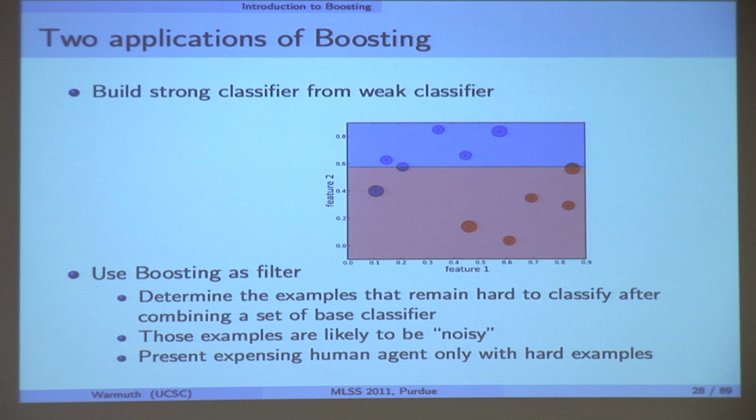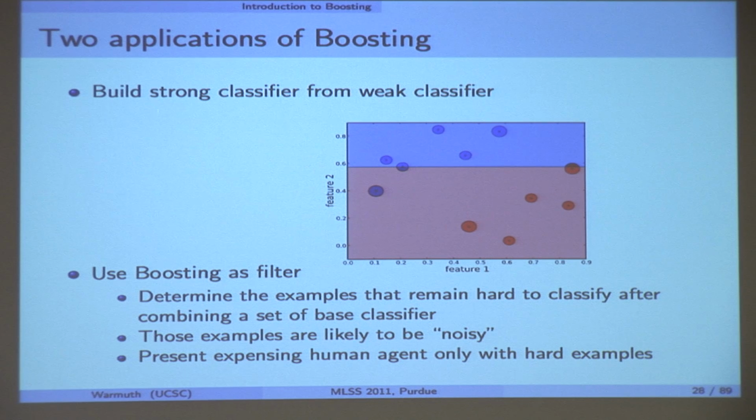So now, if you want to classify pictures as to whether there's a dog in there or not, you might want to look at those pictures again. Oh, was this really a dog? And maybe throw them out. So you can use boosting as a filter.